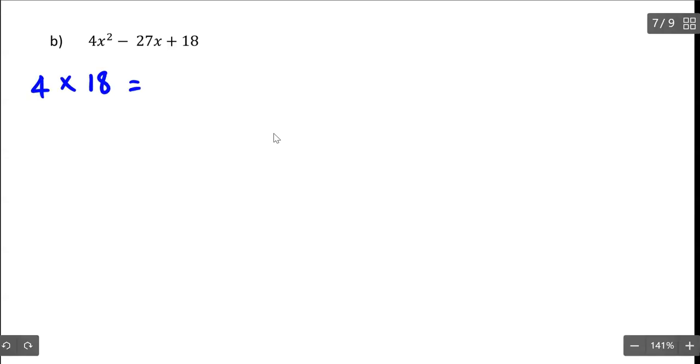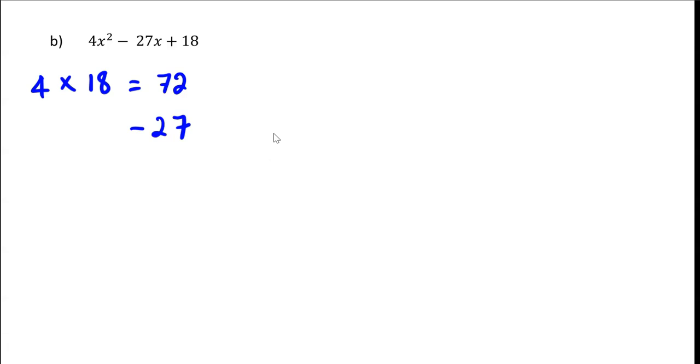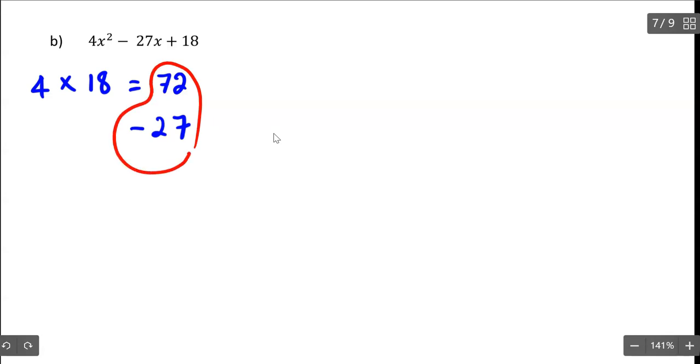So it's equal to 72. And then we are going to compare that with the negative 27 and 72 and negative 7. So these are the set of the two numbers that you need to find. The two numbers multiplied should give you 72, and the same two numbers added will give you negative 27.